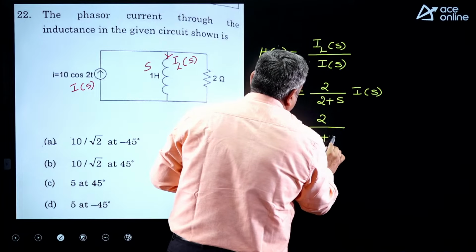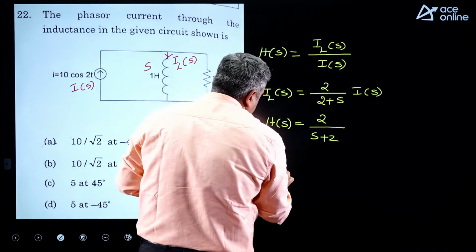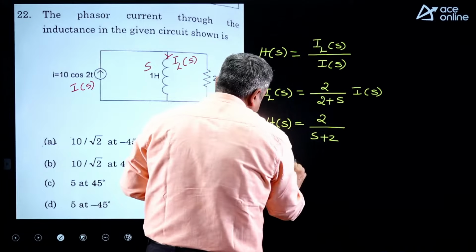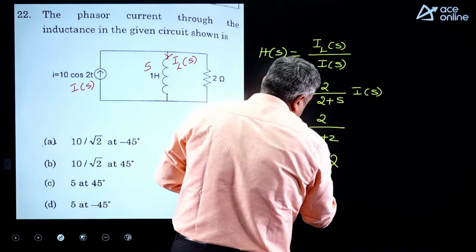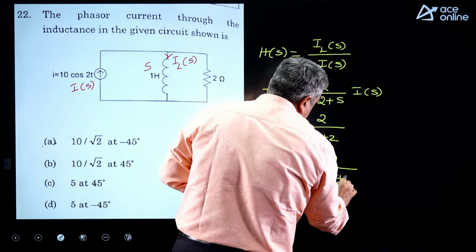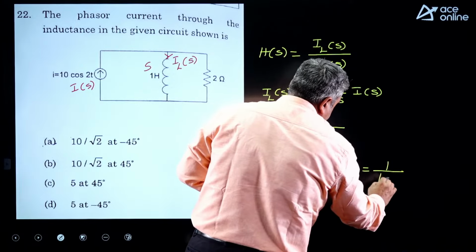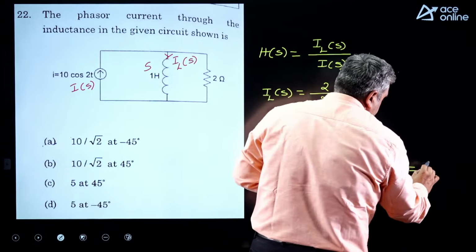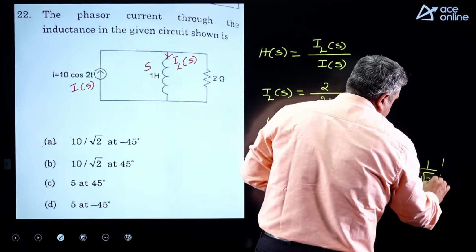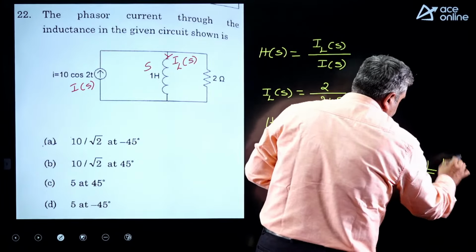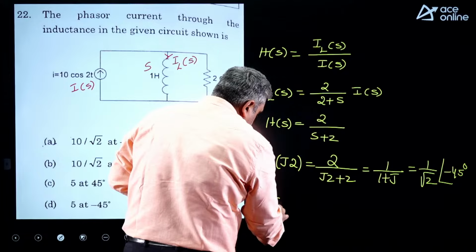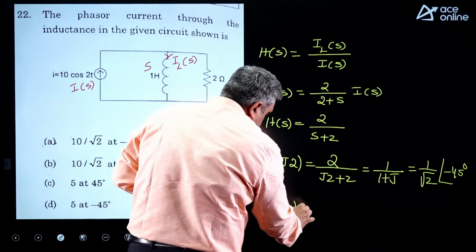So your H of S as per this will be directly 2 by S plus 2. Now if you are replacing S with j omega, given value of the source frequency is 2, so this becomes 2 by j2 plus 2. You can write it as 1 by 1 plus j, or magnitude will be 1 by root 2, phase will be minus 45 degrees. So what is the steady state current flowing across the inductive branch?